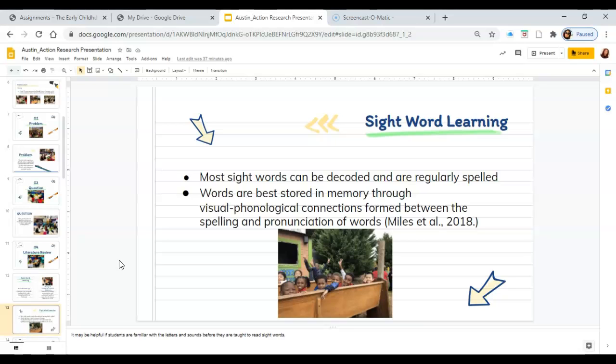And I also learned that words are best stored in memory through visual phonological connections formed between the spelling and pronunciation of words. I also learned that it may be helpful if students are more familiar with their letters and sounds before they are taught to read sight words or just words in general. They need to be able to identify most letters and tell us what sound those make so that they can segment and blend those sounds to form words.